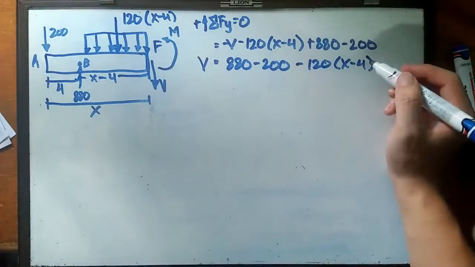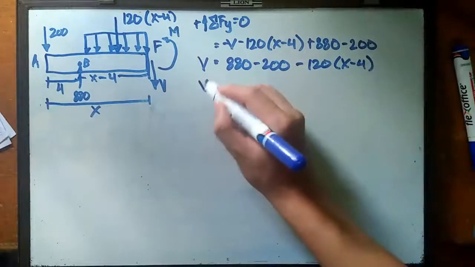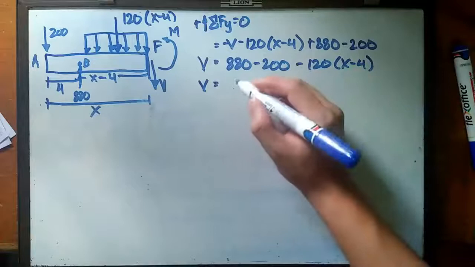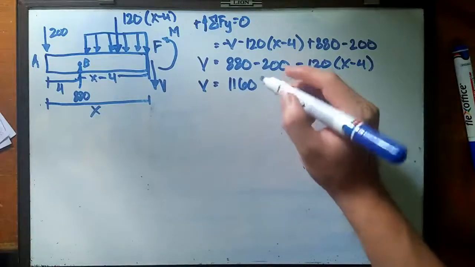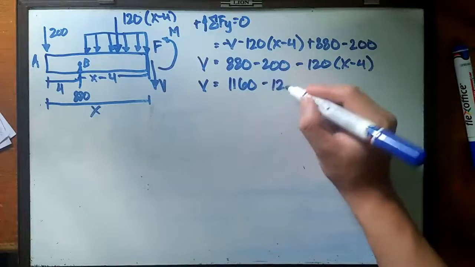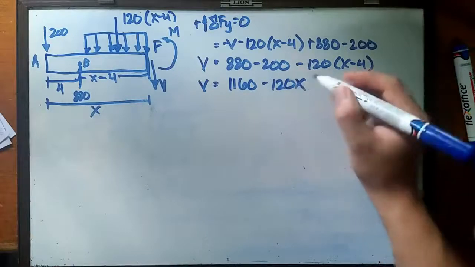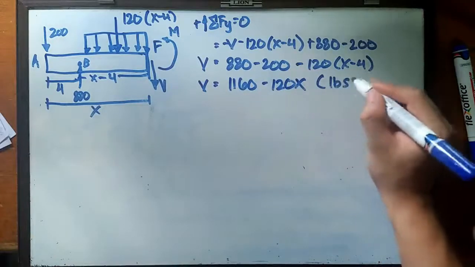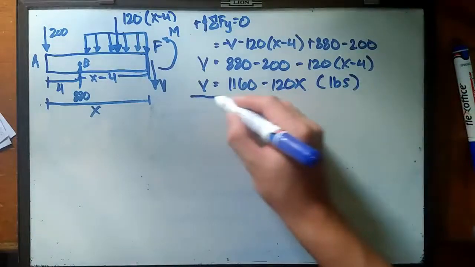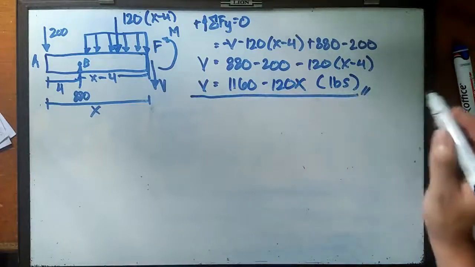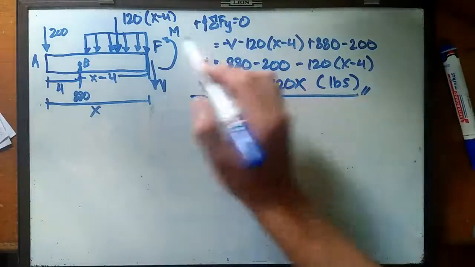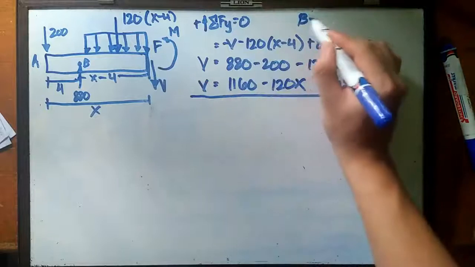If we simplify this with simple algebra, V equals 1160 minus 120x, and don't forget about the unit, pounds. So this will be the working formula for the shear load at segment B-C.